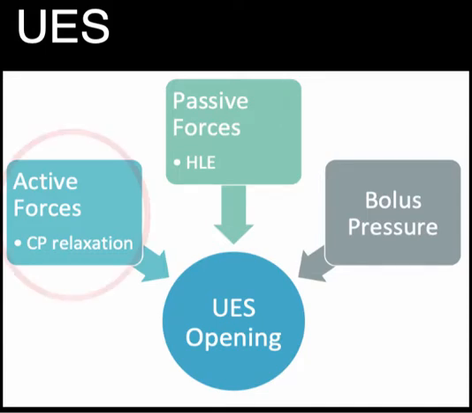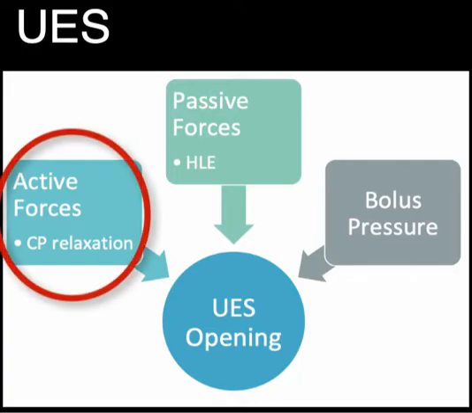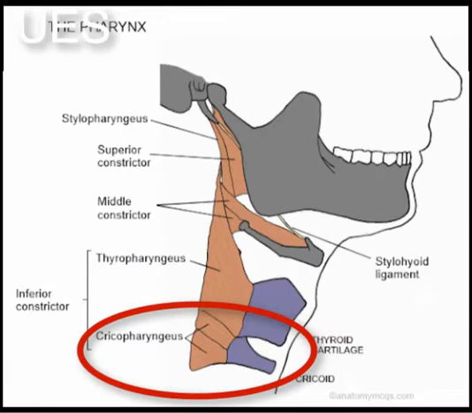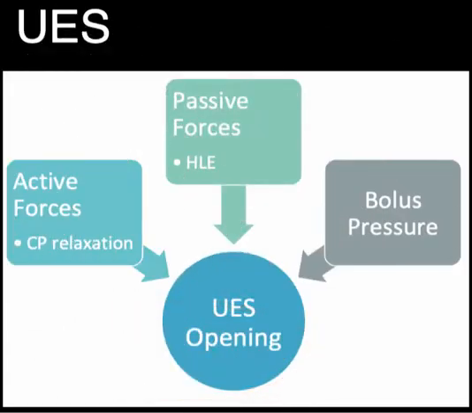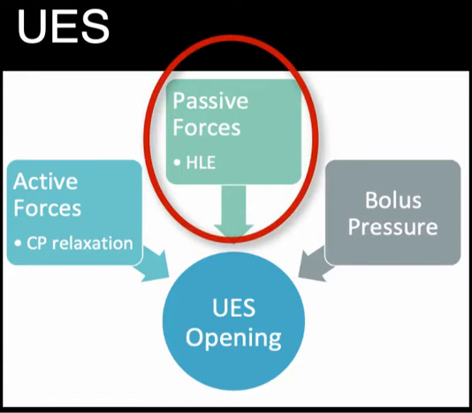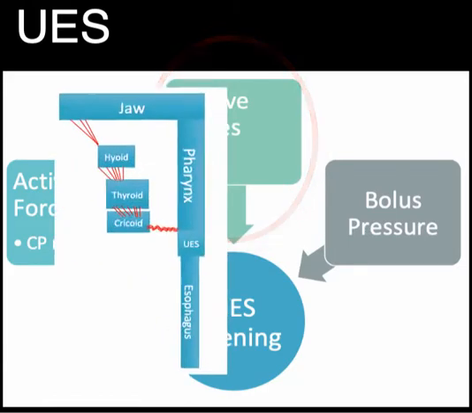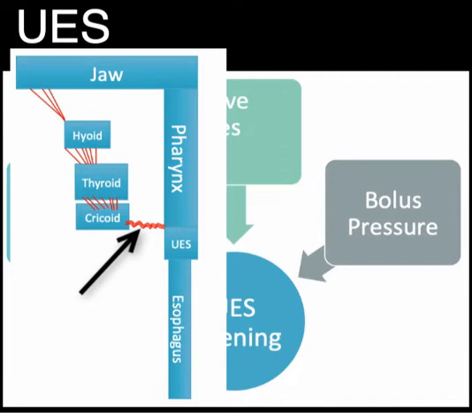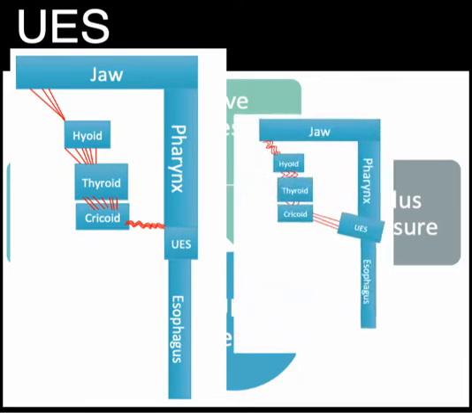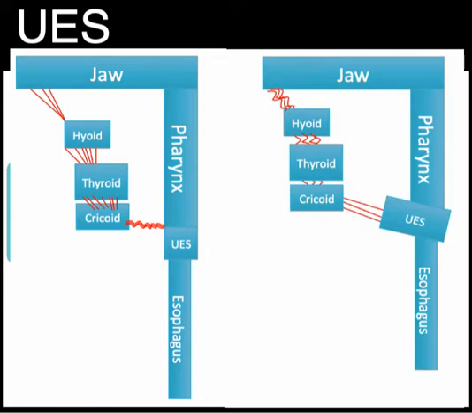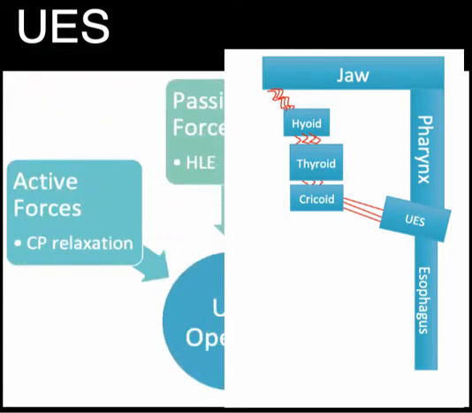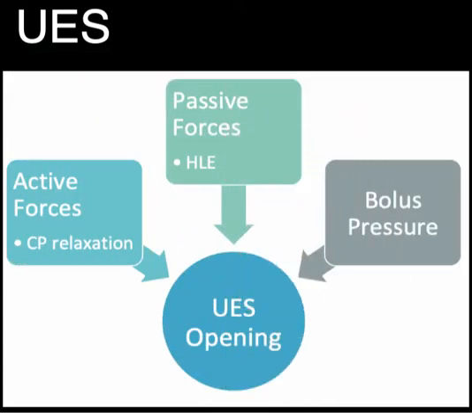There are active forces, which are dictated by the relaxation of the cricopharyngeus muscle, which is located within the upper esophageal sphincter region. While the active forces are muscular, the passive forces are mechanical. Because the cricopharyngeus muscle is attached to the cricoid and the pharynx, and because the cricoid is obliged to elevate when the hyolaryngeal complex moves up and forward, the upper esophageal sphincter is essentially stretched open by the anterior superior trajectory of the hyolaryngeal complex. Bolus driving pressures also aid in the opening of the upper esophageal sphincter.